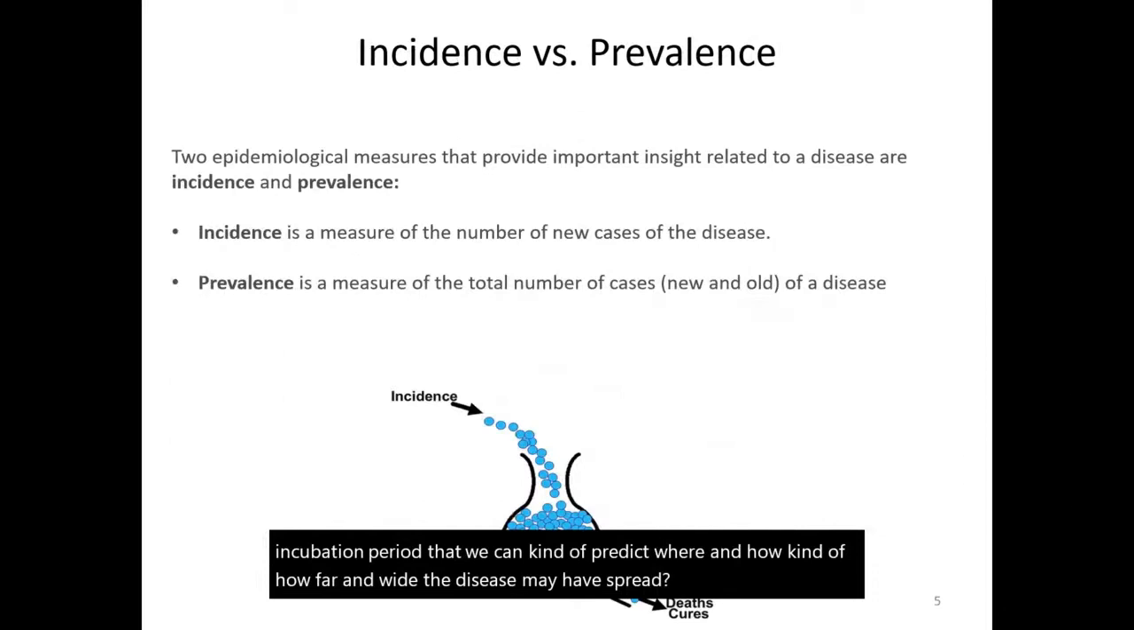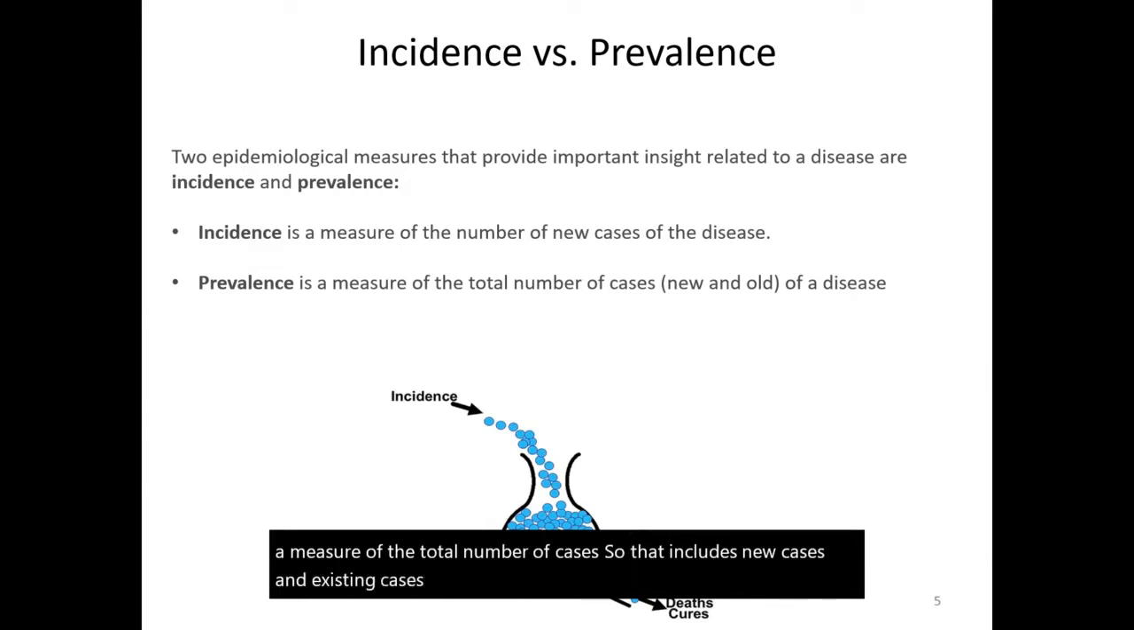So when it comes to epidemiology, there are two really important measures that we need to understand. The first is incidence, which is the number of new cases, and then there's prevalence, which is a measure of the total number of cases. So that includes new cases and existing cases.